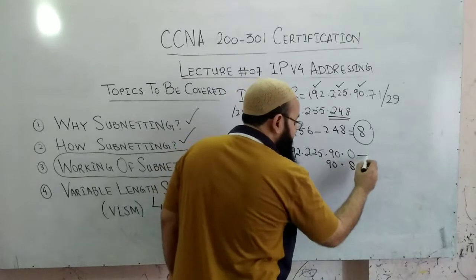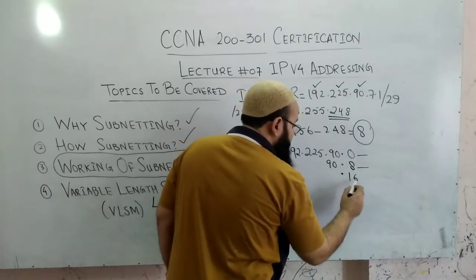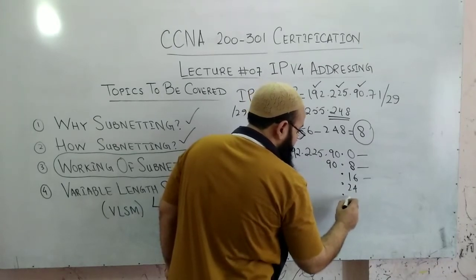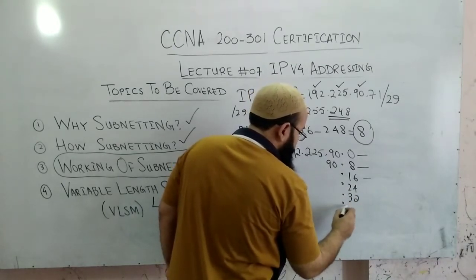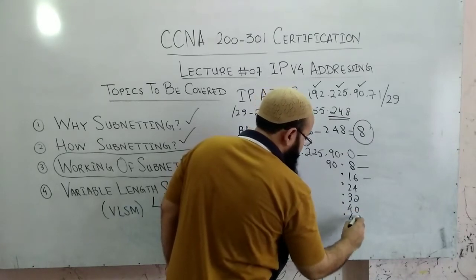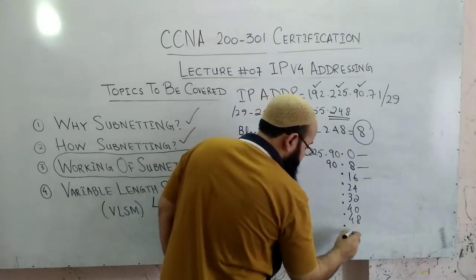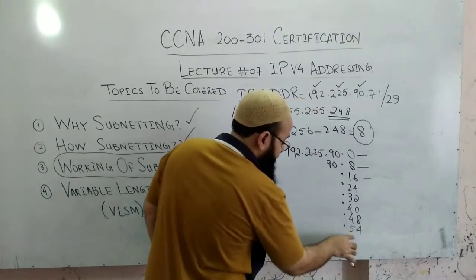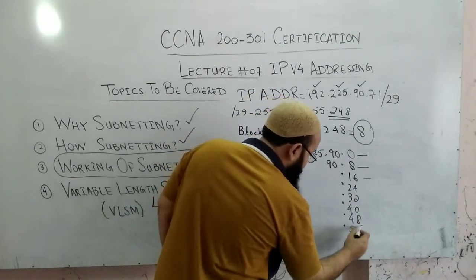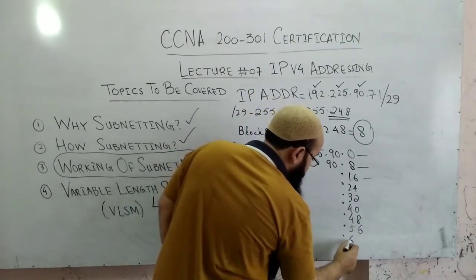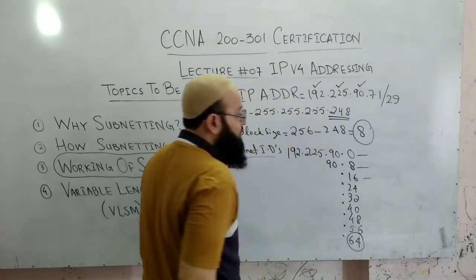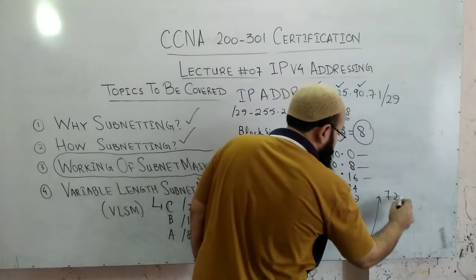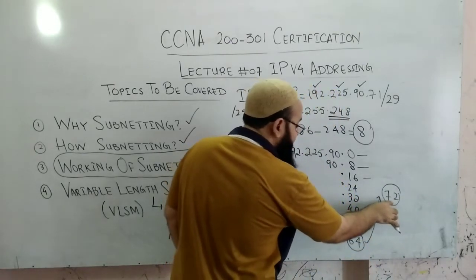90.0, this is the first subnet ID, second subnet ID, third subnet ID, fourth, fifth, sixth, seventh, then adding 8 more, this is 56, and finally after 56 you have this 64, and if you further add 8 to 64, that will become 72.